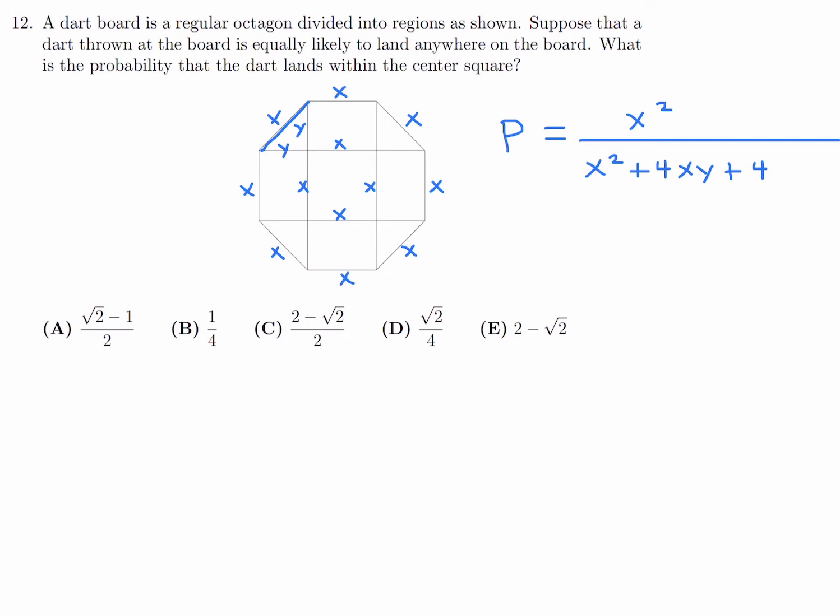So those will each be 1/2 base times height, which is y times y. So there we go. This is my probability, but obviously the answer choices are numbers, so we have to do a little bit more substituting in here. And that substitution will come from a Pythagorean relationship in that triangle.